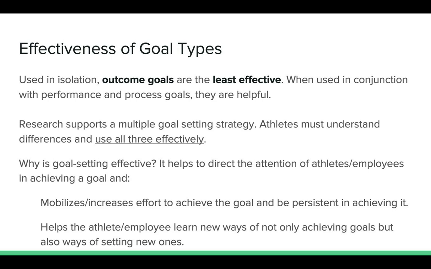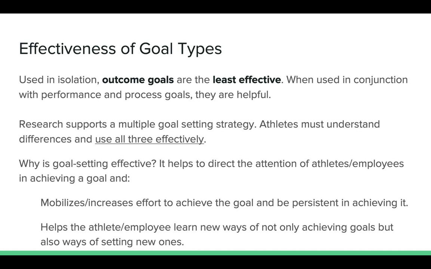Used in isolation, as I was alluding to on the last slide, outcome goals are the least effective. Hopefully you can see that it's really about using all three of these types of goals together, which means setting goals is not just a haphazard thing. Outcome goals, while easy to understand, should probably be set in conjunction with performance and process goals. That way you have a better way of tracking and understanding individual and collective growth, productivity, performance, effectiveness, that type of thing.